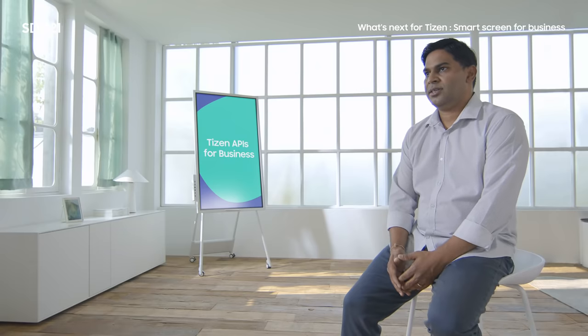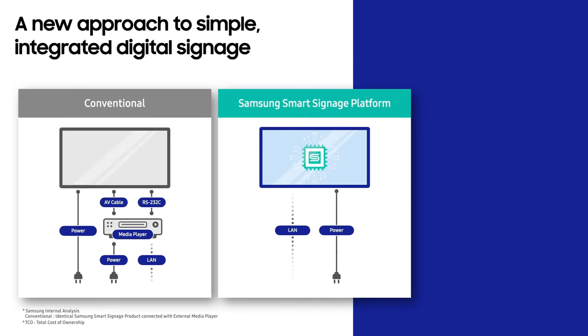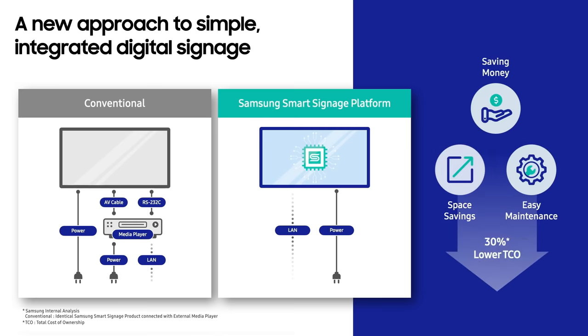What do all of these mean for your business? Simply put, lower operation cost. By utilizing the power of Tizen and the SoC inside your screen, you can get rid of the external media player or PC typically required by conventional signage. And our remote management APIs give you absolute control on operations remotely to save on service cost. We have estimated that over the course of 3 years, total cost of ownership can be reduced by up to 30%.